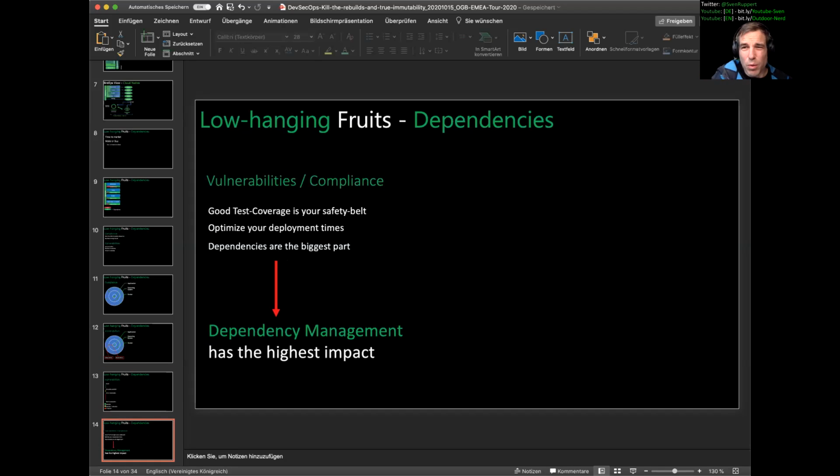Why are we talking about all this in terms of speed? Vulnerabilities, compliance, and bugs are more or less the same. The safety belt is, and will be, good test coverage. This is a safety belt, because every change you're making must be covered by test coverage. The test coverage is quite often a very time-consuming part.